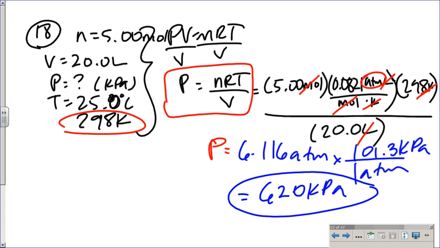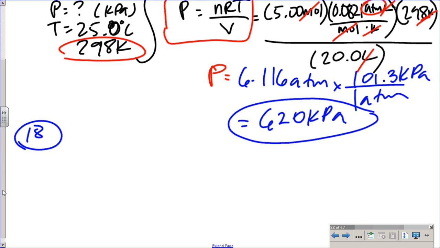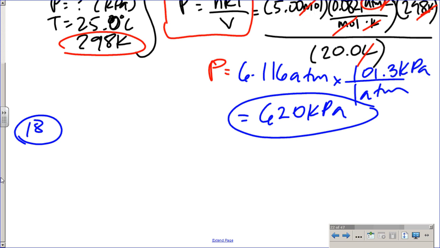Give you guys a second to read it. Start writing down your notes. We're practicing a lot of math today. Chemistry is just fun math. Don't tell my math teachers that.